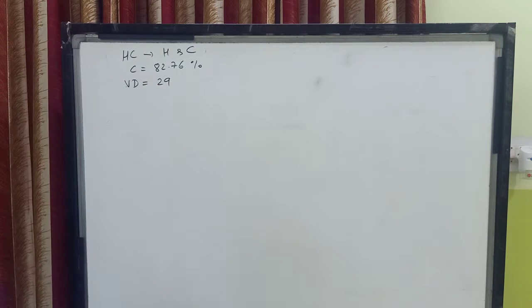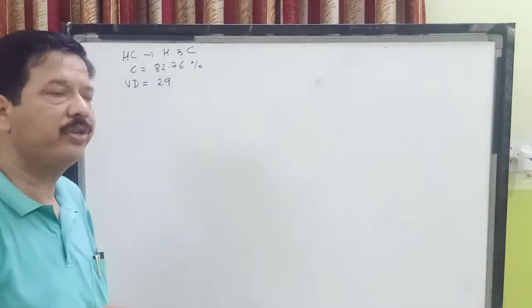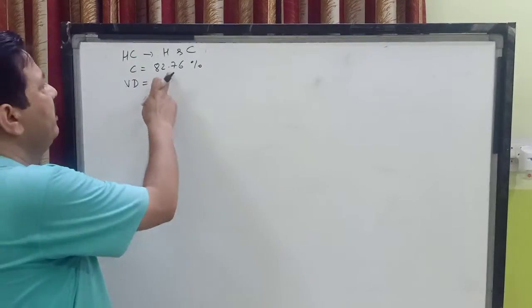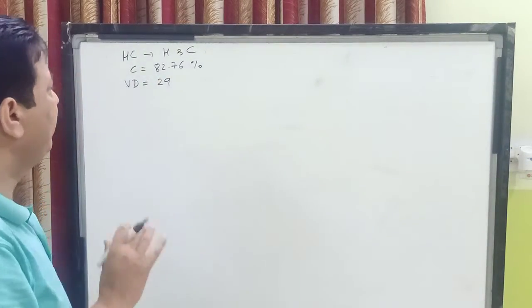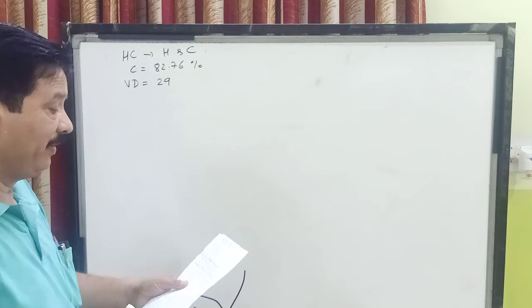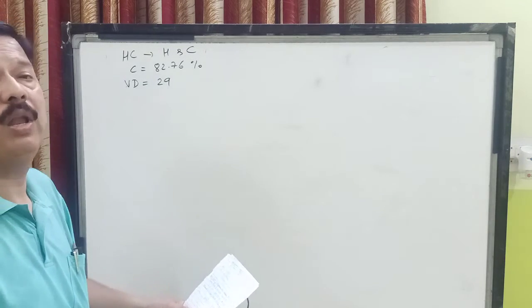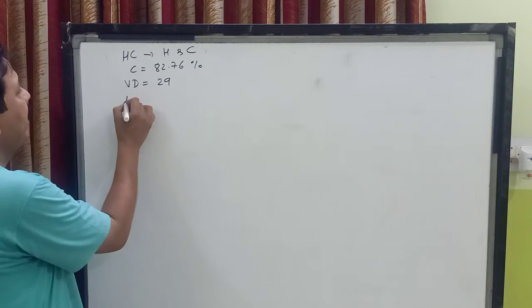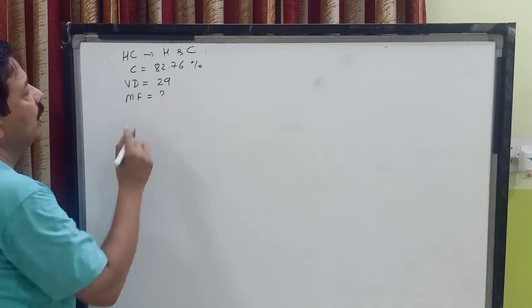So we have a hydrocarbon, a compound of carbon and hydrogen. The percentage of carbon is given in the compound, the vapor density is given, and it is asking you to find the molecular formula. So what we have to find out is the molecular formula.